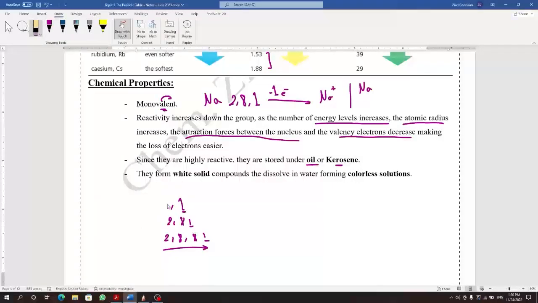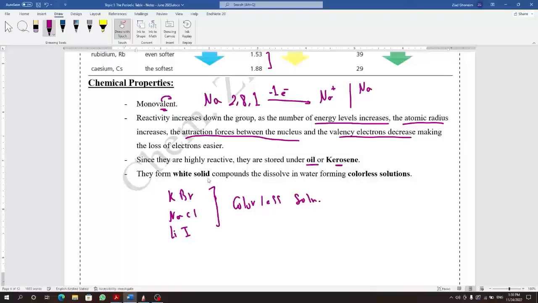They form white solids, compounds that dissolve in water, forming colorless solutions. So if you are ever asked about the color of KBr solution, NaCl solution, lithium iodide solution, all of these are colorless solutions, right?